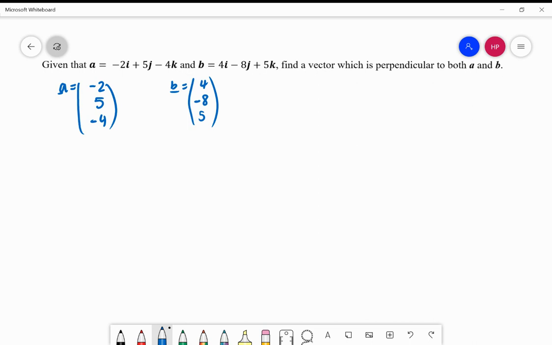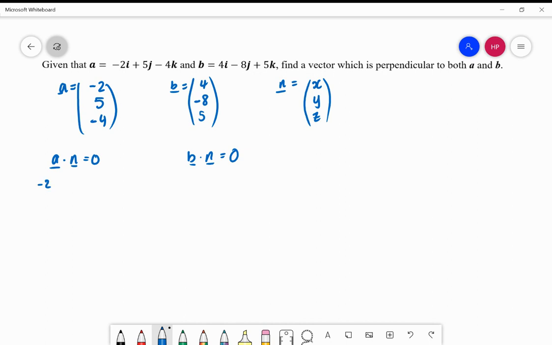Okay, so we want a vector. Let's call this vector x, y, z, because we don't know anything about it yet. But it has to be normal to both of them, i.e. it's perpendicular to both of them. So that means that a dot n is 0, and also b dot n is 0, because we know that the dot product equaling 0 means that it's perpendicular.